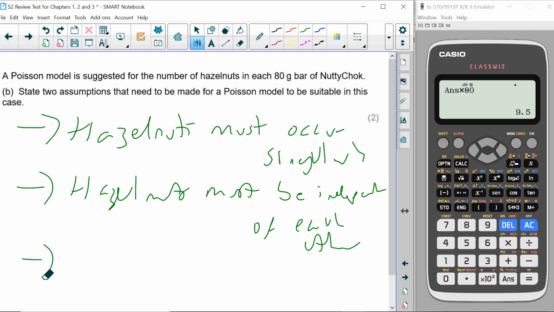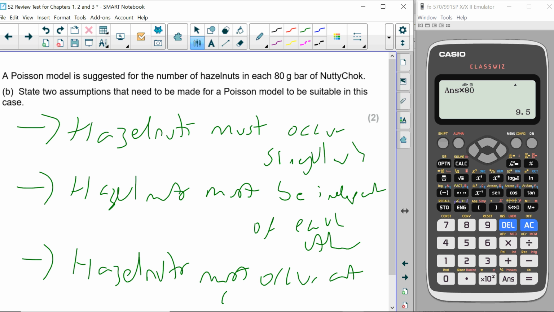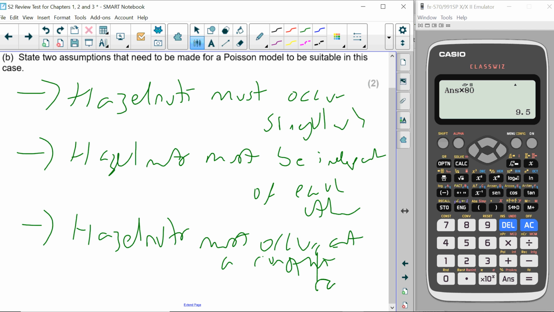We know the other bit is that these must occur at a constant rate. Okay, because that's the other case for the Poisson, is that the rate at which we get them must be a constant rate. So hazelnuts must occur at a constant rate. They must occur singularly, independent of each other, and at a constant rate.